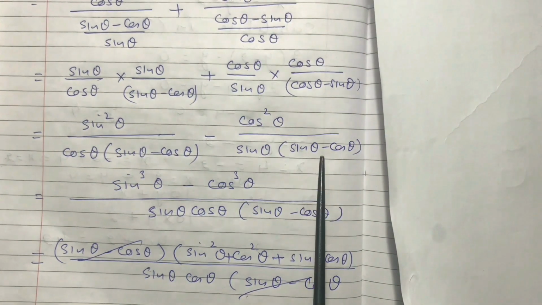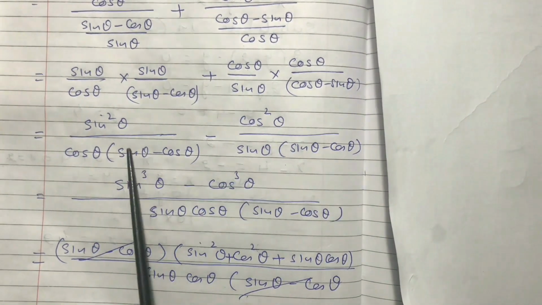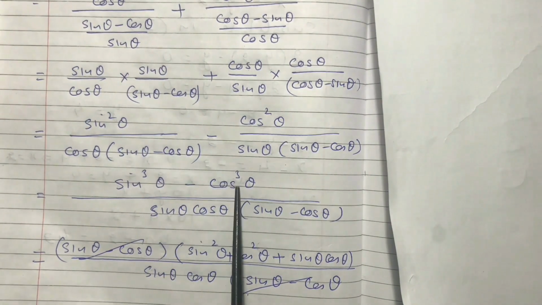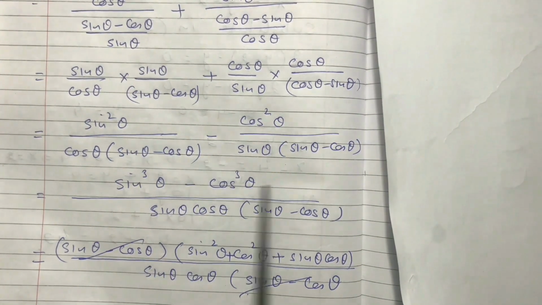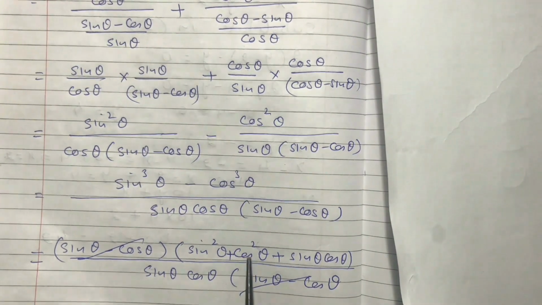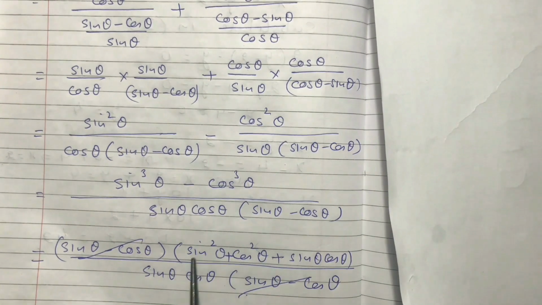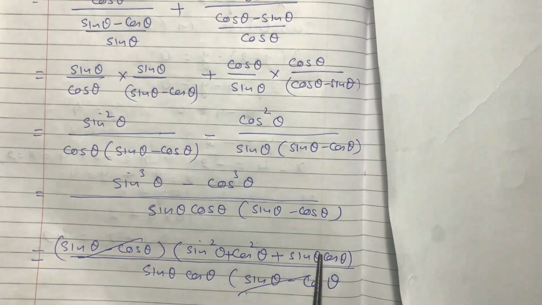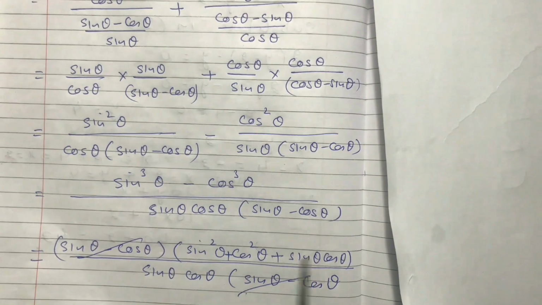Now you have sin theta minus cos theta here. So take the LCM. Now this is the LCM, you will have sin cube theta minus cos cube theta here. Write the formula a cube minus b cube, that is (a minus b)(a square plus b square plus ab). This can be written as a square plus ab plus b square.